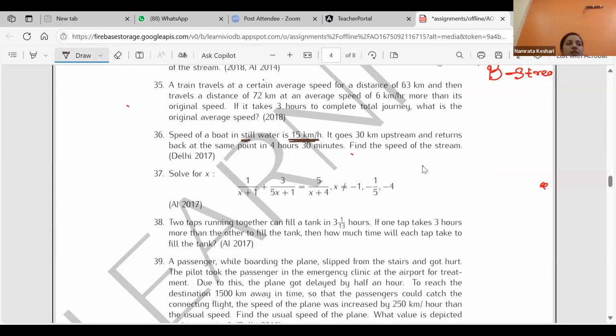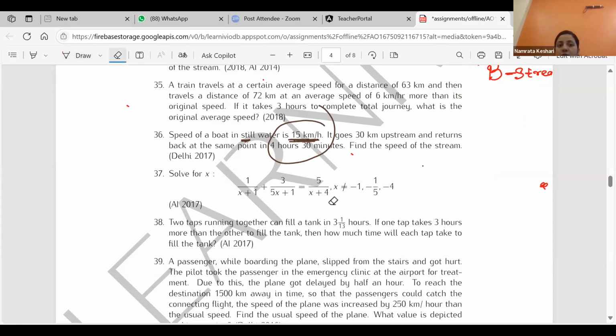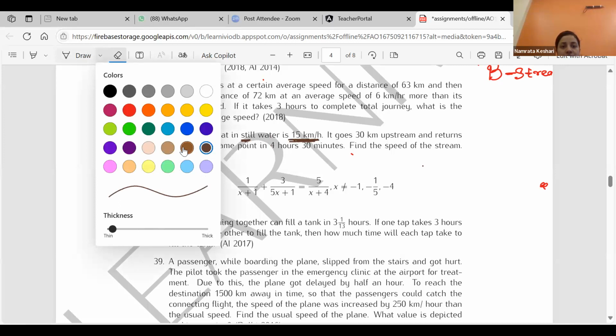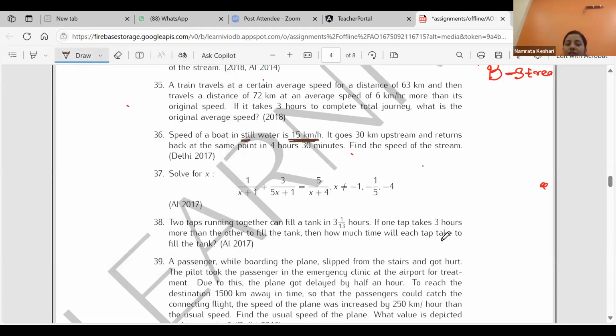In Hindi also, in still water the boat's speed is 15 kilometer per hour. That means without any other force, without any other disturbance. So the actual speed of the boat is 15 km/h. Now the other condition says, let's read it. At first you have the data that the speed of the boat is 15 km/h.